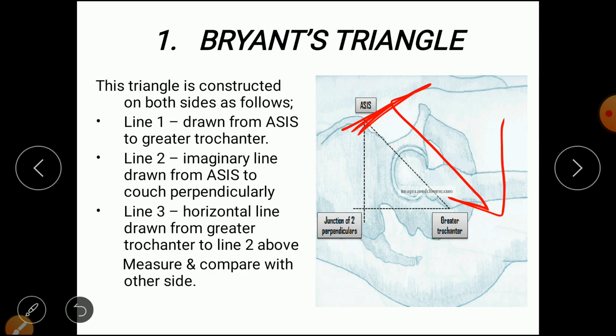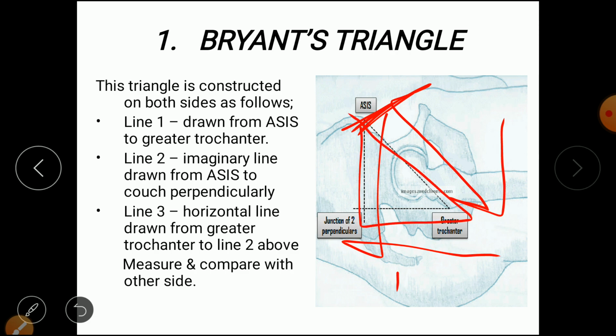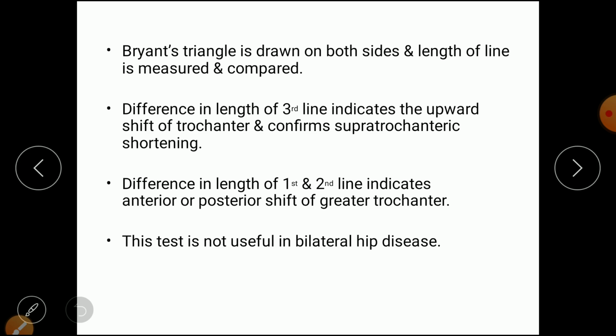So you draw the line from the ASIS to the greater trochanter, then an imaginary line from the ASIS to the couch perpendicularly, and then one horizontal line, and you make a triangle like this. Bryant's triangle is drawn on both sides and the length of the lines is measured and compared, to see whether the line length is the same on both sides. A difference in length of the third line indicates upward shift of the trochanter and confirms supratrochanteric shortening.